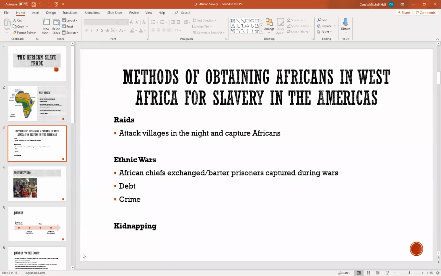Another way was kidnapping. This is the saddest part of African history, where people within tribes kidnap people and sold them into slavery. Very, very sad part. So there are three main ways in which Africans were obtained.